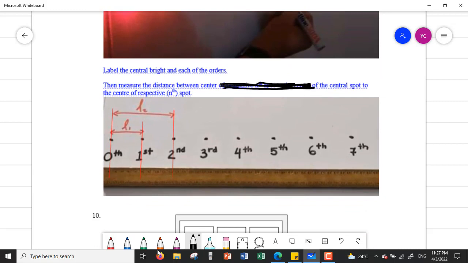we are going to measure the distance from the center of the center spot to the center of the respective end spot. For example, we measure from center to center between the center spot and the first spot. We label it as L1. Then we measure from the center of the center spot to the second spot. We label it as L2 and so forth.